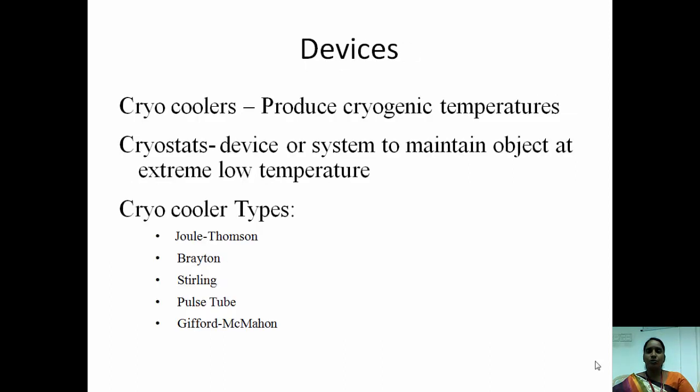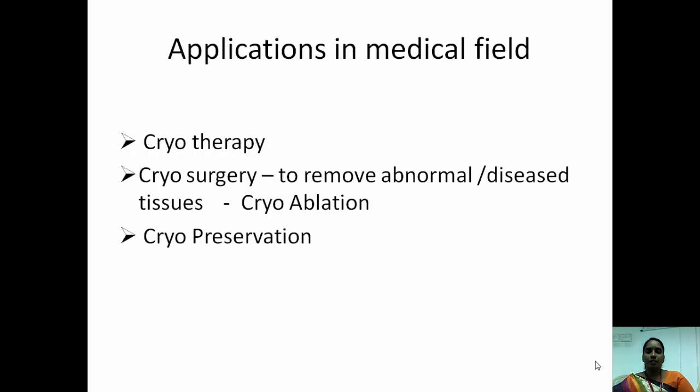The devices used to create cryogenic temperatures are called cryocoolers, whereas cryostats are the devices used to maintain an object at extreme low temperature. The different types of cryocoolers are Joule-Thomson cooler, Brayton cooler, Stirling, pulse tube cooler, and Gifford-McMahon cooler. Cryogenics is mostly used in material sciences, but here we are going to discuss the applications of cryogenics in the medical field.